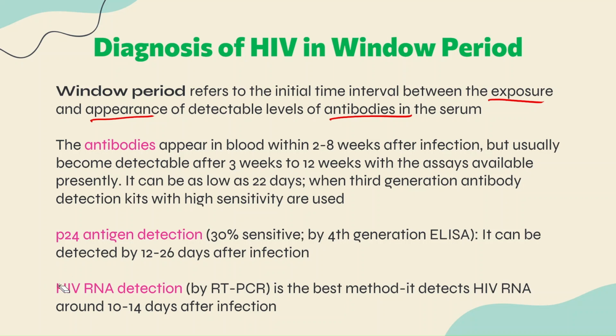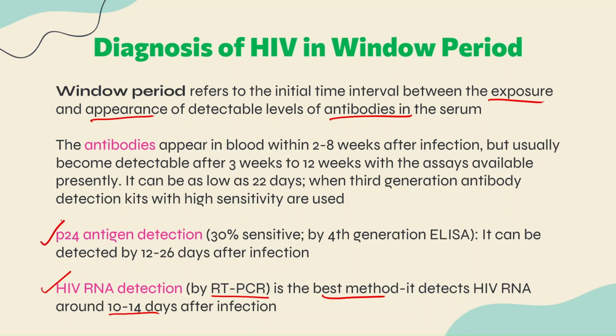the HIV RNA detection test. We can use the HIV RNA detection test by going with RT-PCR, reverse transcriptase polymerase chain reaction. It is the best method, guys, and it will detect the HIV RNA within 10 to 14 days after infection.